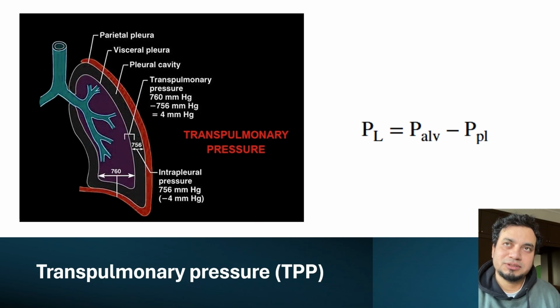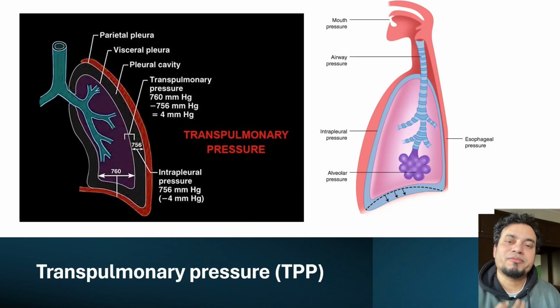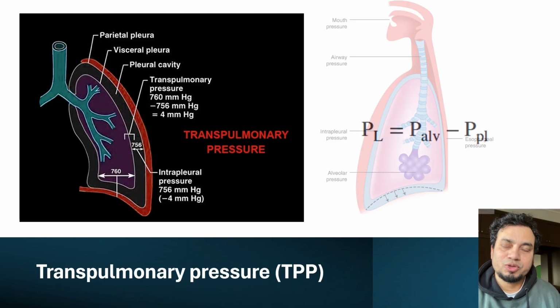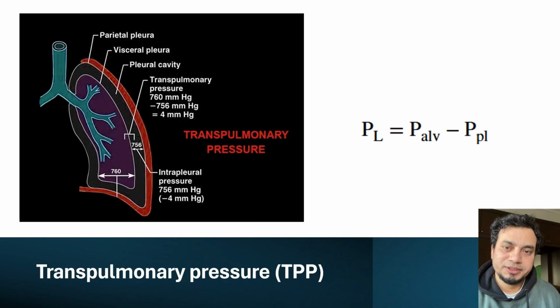For intra-alveolar pressure, because your sensor cannot reach the alveoli, they say that whatever you measure at the end of the airway, that is at the level of the mouth or at the level of the trachea, that is the airway pressure. So airway pressure is equal to the intra-alveolar pressure. Okay, that is what they say.